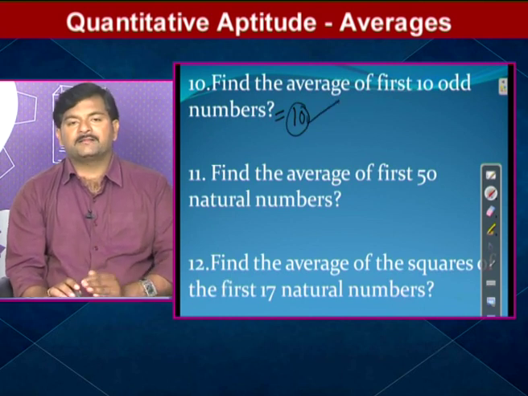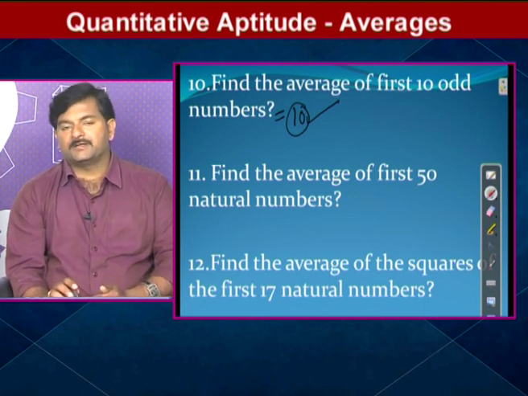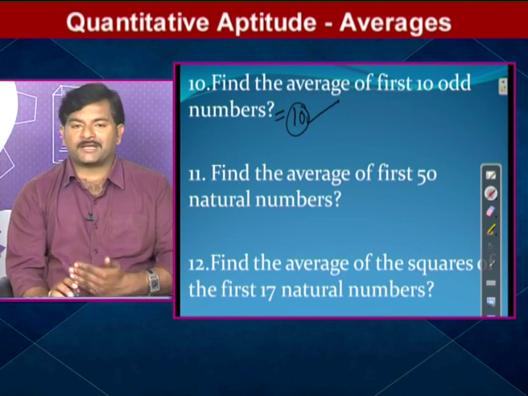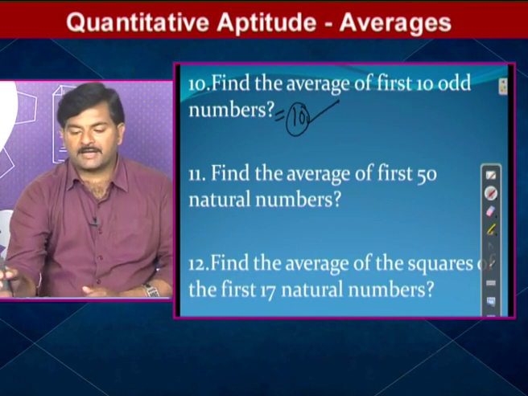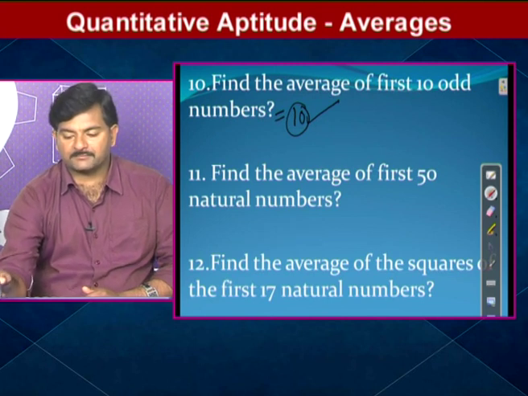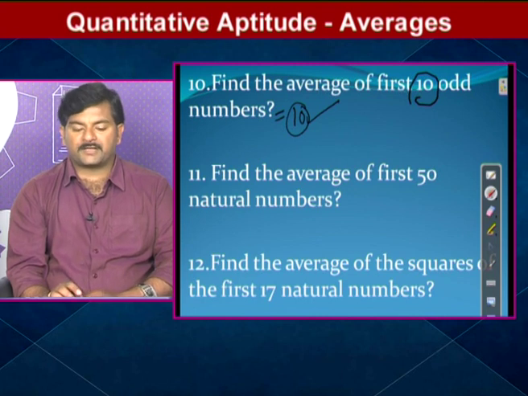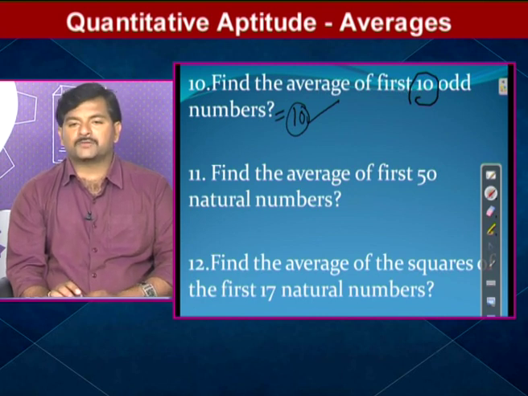I repeat, the average of the first n even numbers means n plus 1. The average of the first n odd numbers is simply n, we can say. That's why the average of the first 10 odd numbers means simply 10, we can say. That is regarding question number 10.